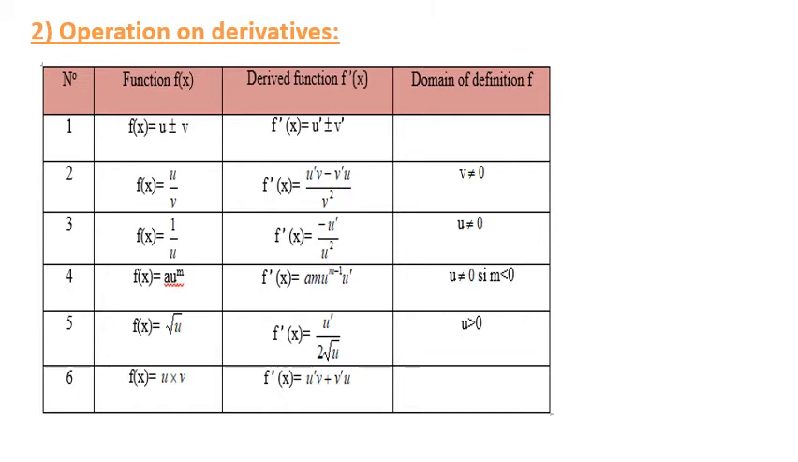The derivative of the function a u power m, where u is a function in terms of x, is a m u power m minus 1 multiplied by u prime, and u not equal to 0 if m is negative. The derivative of radical u is u prime over 2 radical u, with u greater than 0. The derivative of u dot v is u prime v plus v prime u, where u and v are two functions in terms of x.